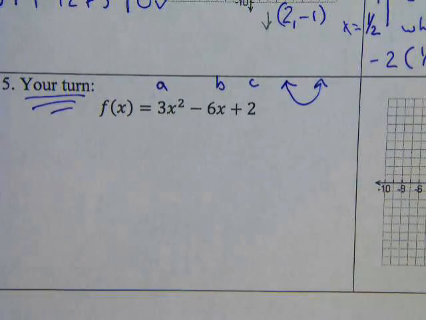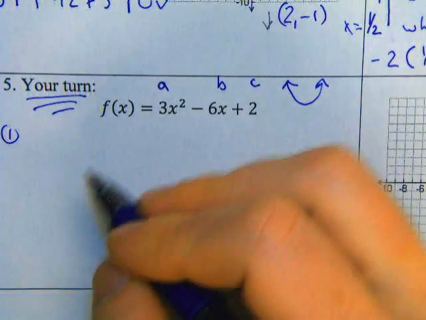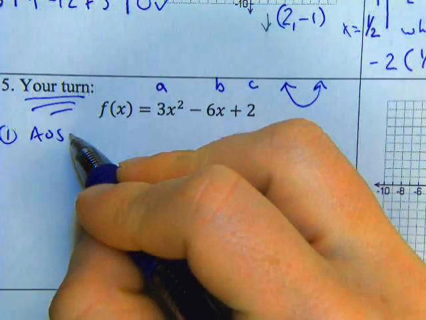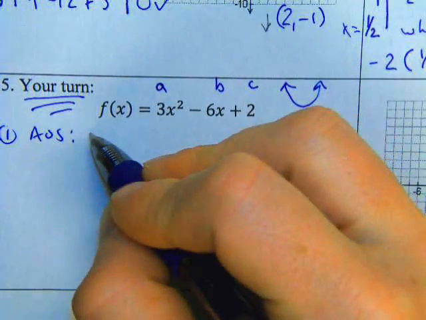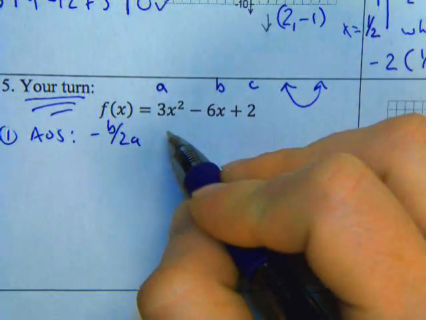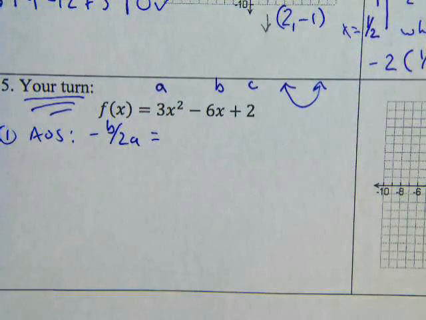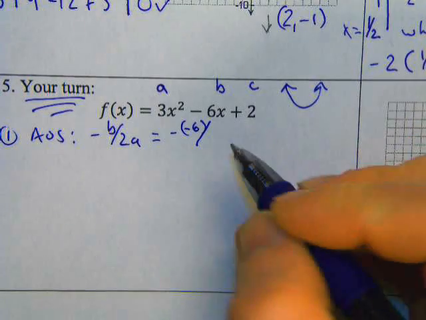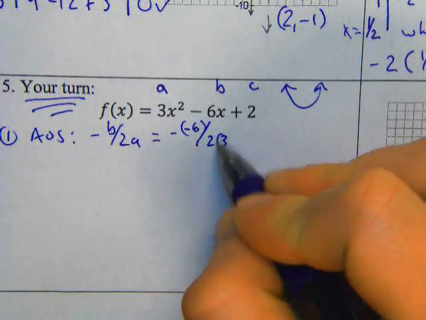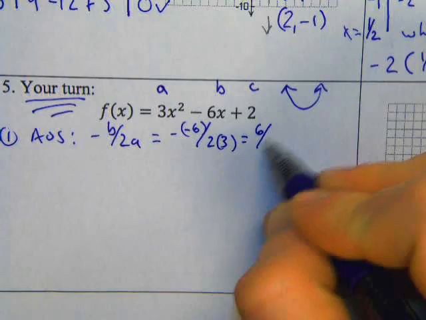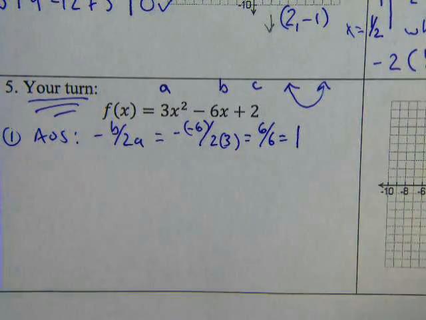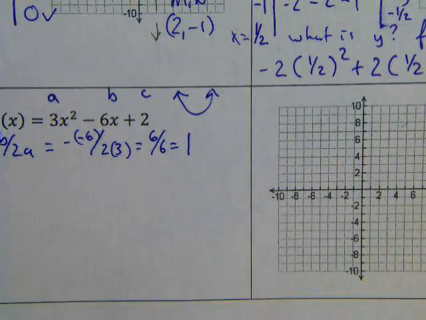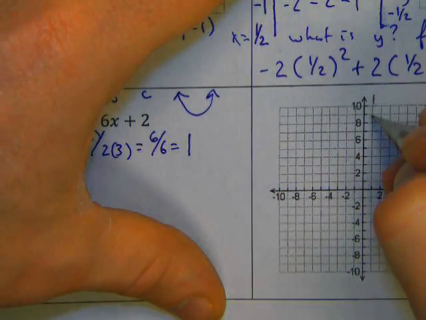Axis of symmetry. Negative b over 2a equals minus 6 over 2 times 3, which is 6 over 6, which is 1. Okay, so my line of symmetry is going to be 1.